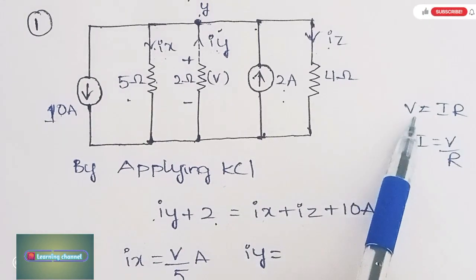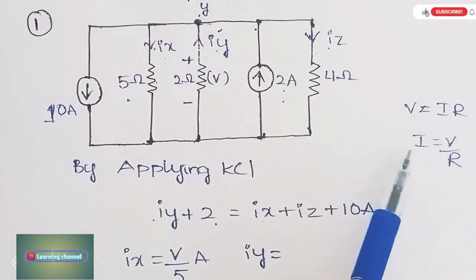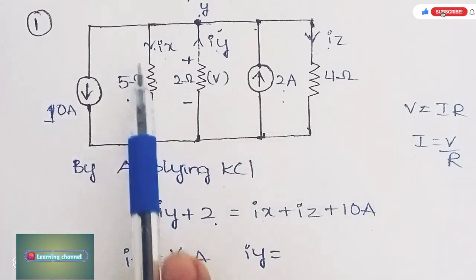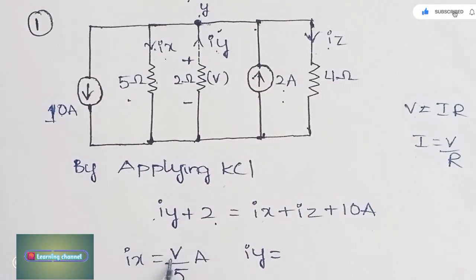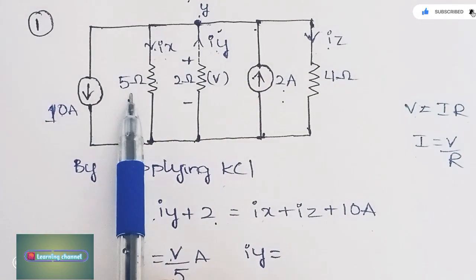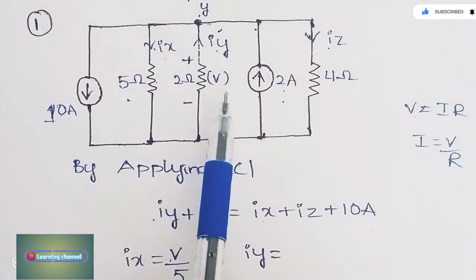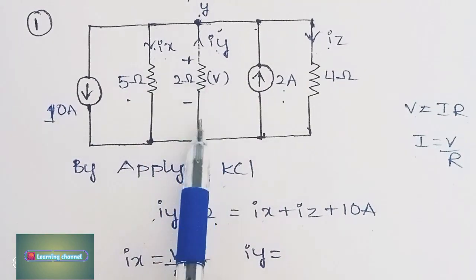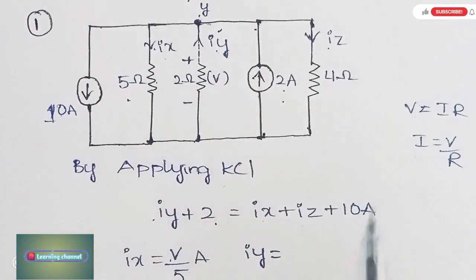From Ohm's law we have V is equal to IR. From this, I is equal to V by R. So Ix is equal to V by 5. What is the resistance here? 5 ohms. And Iy. If you see here, the current is flowing from negative to positive. So when the current flows from negative to positive, we take the symbol as minus.